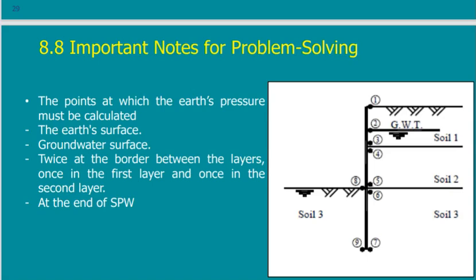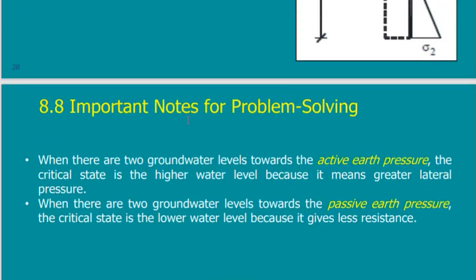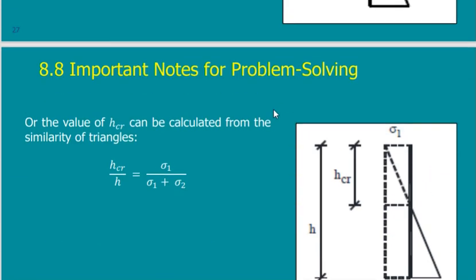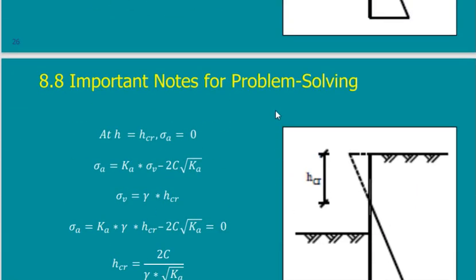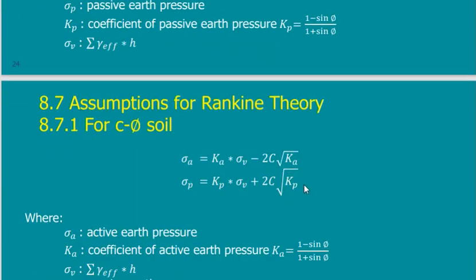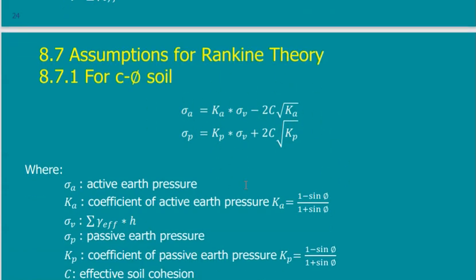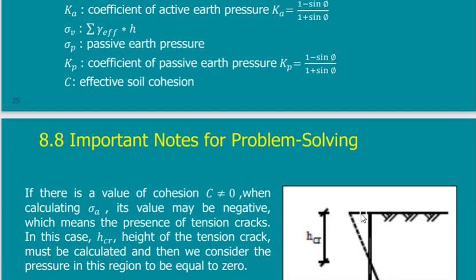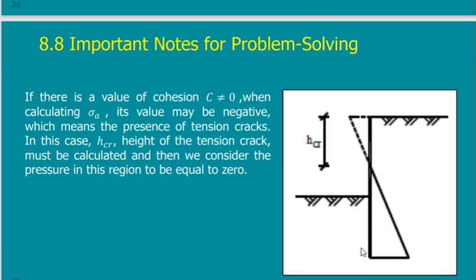The next part of our lecture is how to calculate the lateral earth pressure on a wall. Using our equation that was given here, we said that we can use this equation for C-phi soil, and there is something called H crack that we need to calculate in case of having a C-phi soil.